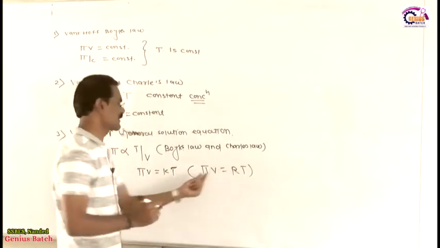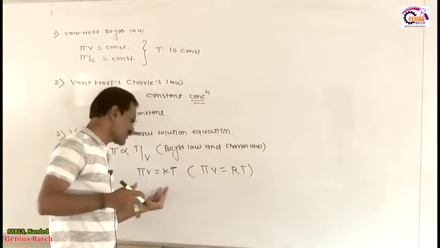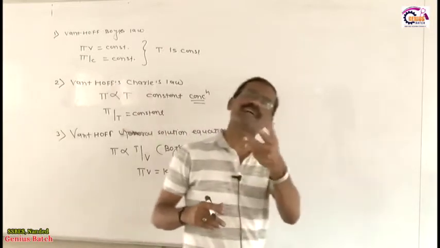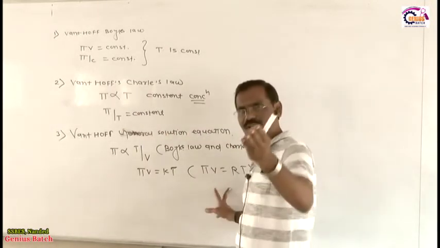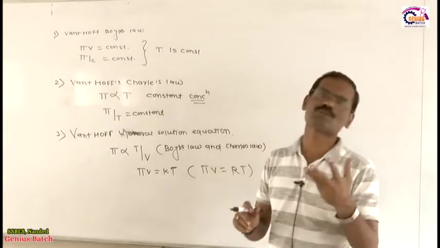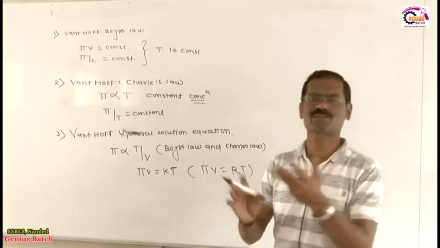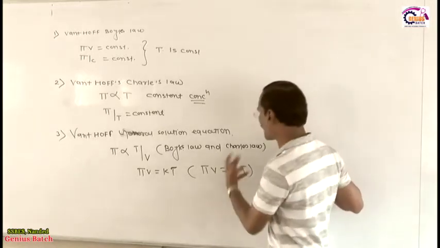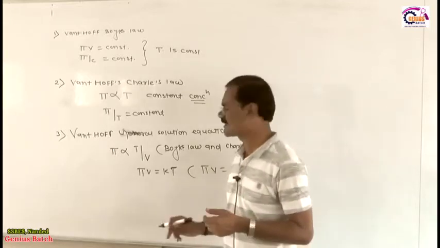What is the difference between R and k? R is the ideal gas constant, k is the solution constant. The value of k and R is the same, because R is the ideal gas constant. You know the ideal gas constant is 8.314 joule per Kelvin per mole, or 0.0821 liter atmosphere per Kelvin per mole, and so on. So this is the unit of R, which we consider the same for the solution constant, that is πV is equal to kT.